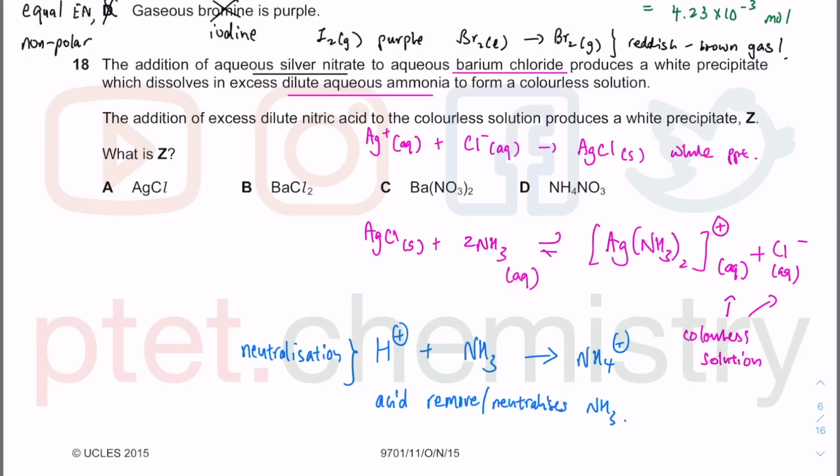As you neutralize the ammonia, you would precipitate out a white precipitate again, because as you remove the ammonia, what is left behind is the Ag+ and the Cl-, which are going to combine together to give you more of the AgCl precipitate. So what is Z? Z there is still going to be the white precipitate, which means you're going to get back the AgCl precipitate.